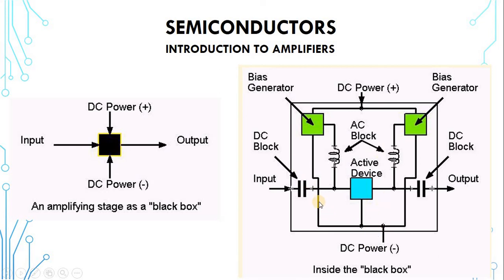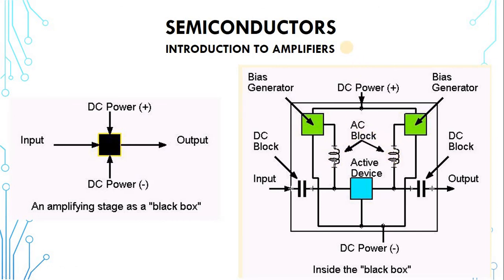So here, what are all these things doing here? We have the bias generator, another bias generator, DC power supply, positive and negative. We have the DC block, which is the capacitor here. They are performing what we call DC block. And we also have the coil here, or inductor. They are performing AC block. What are they all there for?